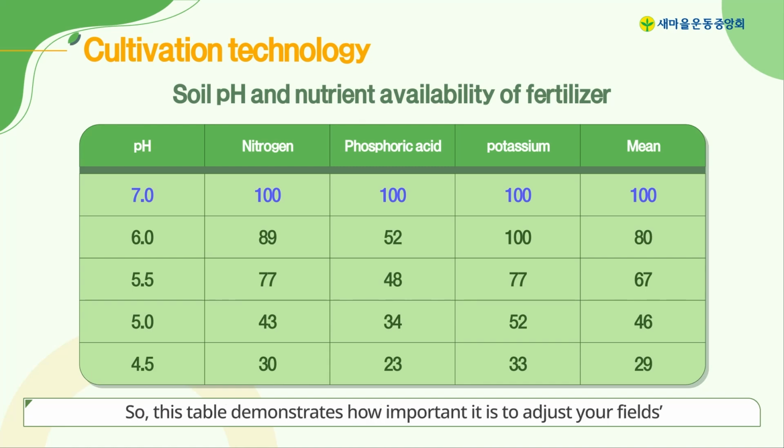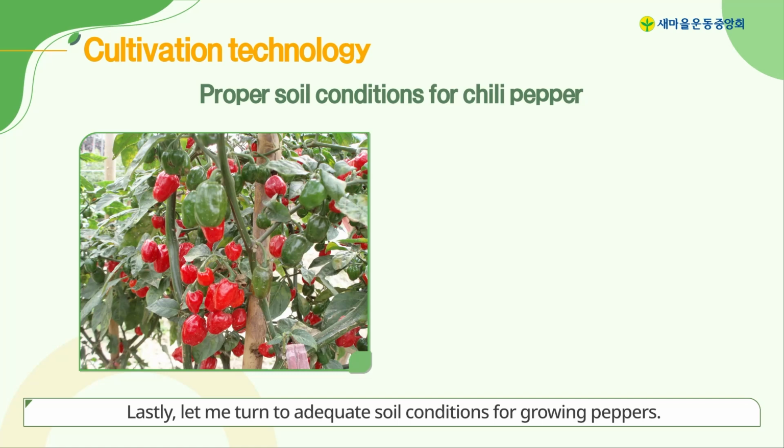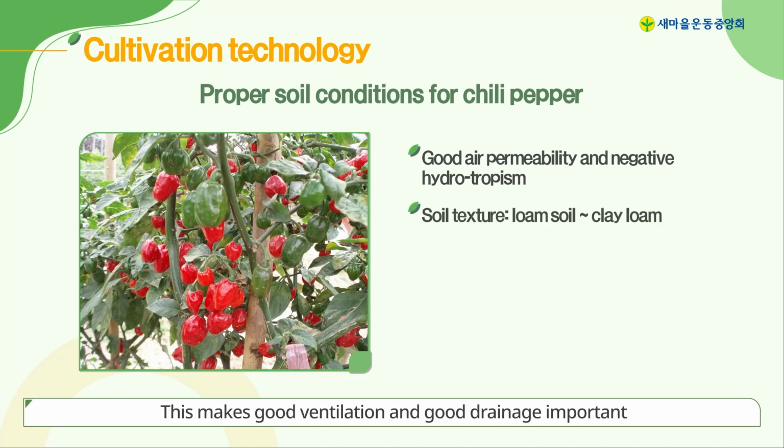So this table demonstrates how important it is to adjust your field's pH to appropriate levels. Lastly, let me turn to adequate soil conditions for growing peppers. Peppers are a shallow-rooted crop whose roots do not grow deep in the soil. This means that they need a lot of air in the soil. This makes good ventilation and good drainage important, so that air circulates well in and out of your soil.